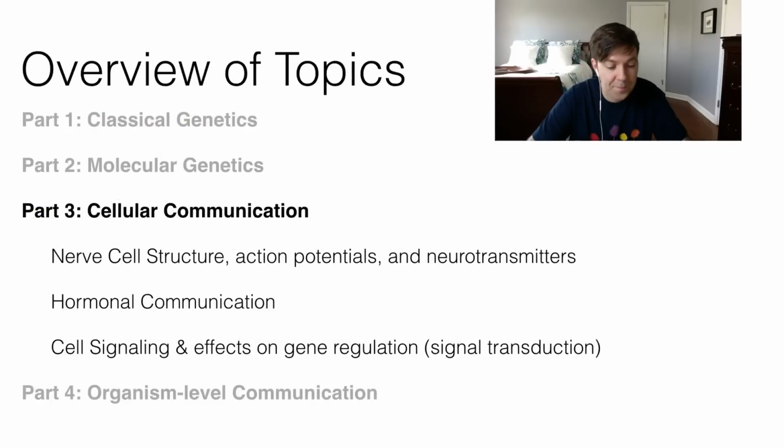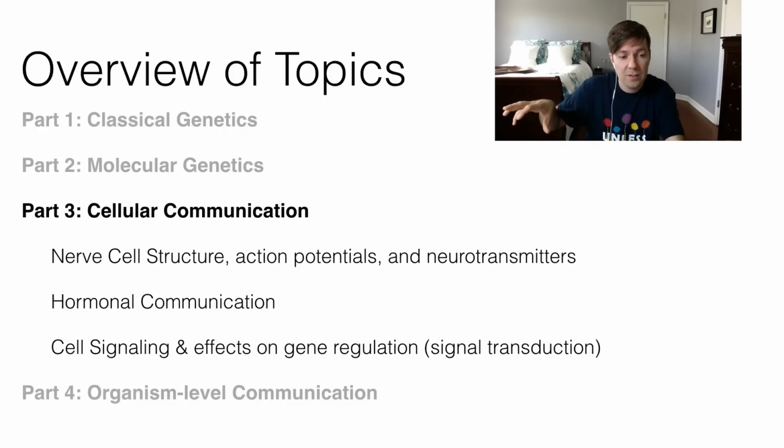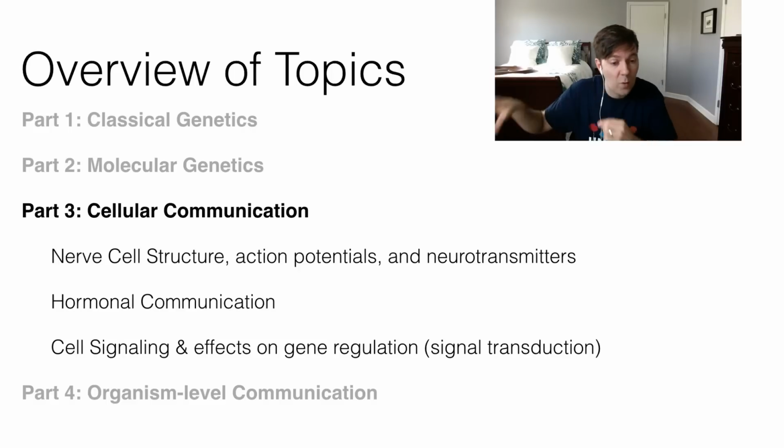Okay, so that's the questions we got on genetics. Moving into cellular communication feels like a really big shift. So I'm going to focus on 2 things. We're going to talk about nerve cells, and then we're going to talk about hormones. There's a very little bit on how cell signaling affects gene regulation, but we're going to focus on nerve cells and hormones.